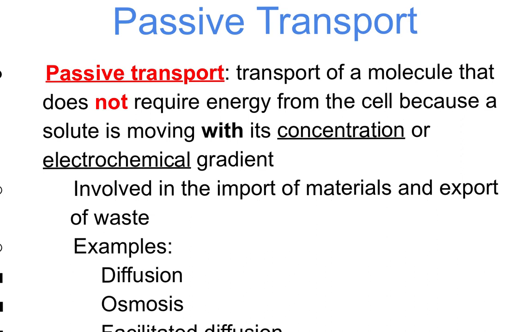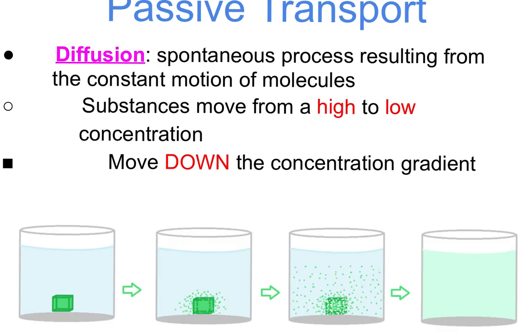Examples of passive transport you might be familiar with are diffusion, osmosis, and then facilitated diffusion. When something moves down a concentration gradient, just spontaneously resulting in molecules changing their concentration, that's just called diffusion. It's a generalized term that we use. Substances are always going to move from a high concentration to a low concentration. That's why we call it moving down the concentration gradient.